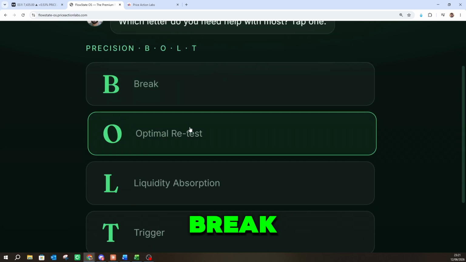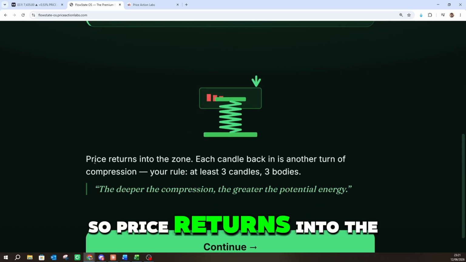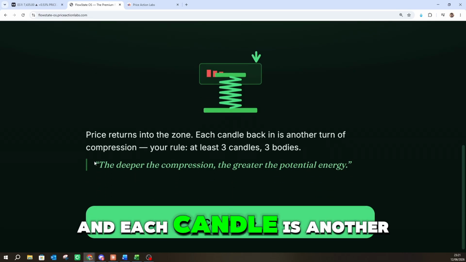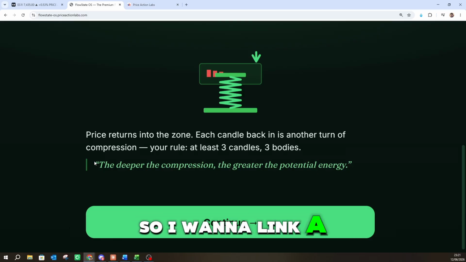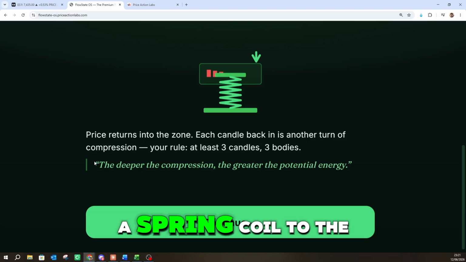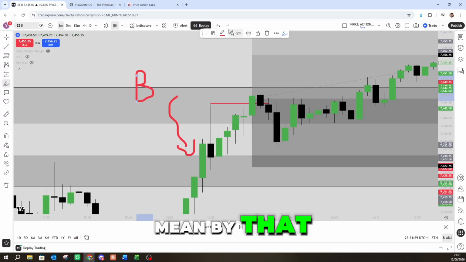Now, after you've had a break, the next thing is an optimal retest. So price returns into the zone, and each candle is another turn of compression. So I want to link a coil, a spring coil, to the absorption of aggressive sellers. And this is what I mean by that.